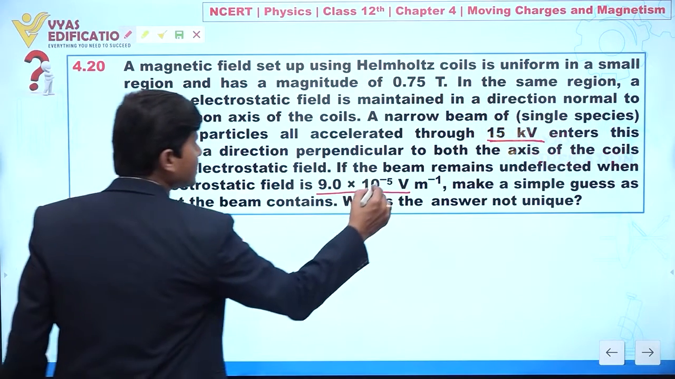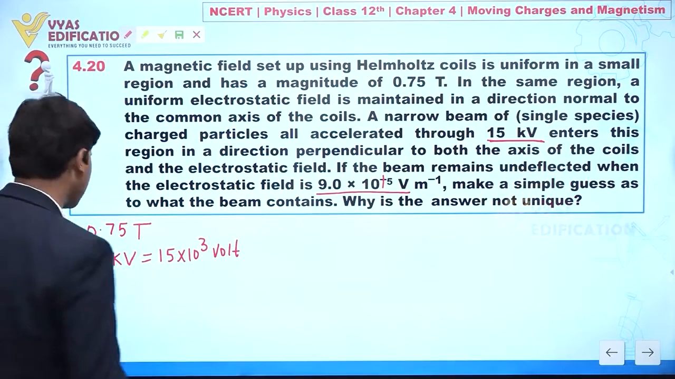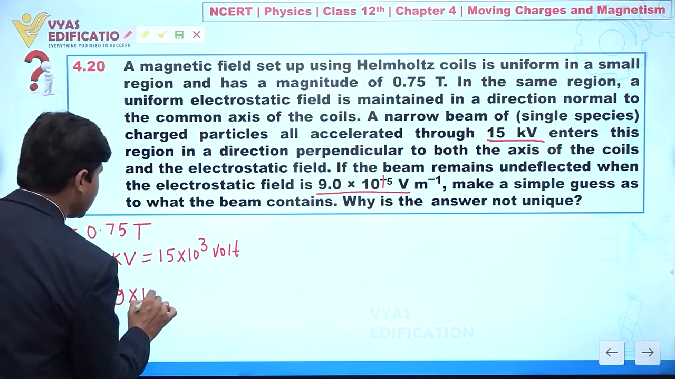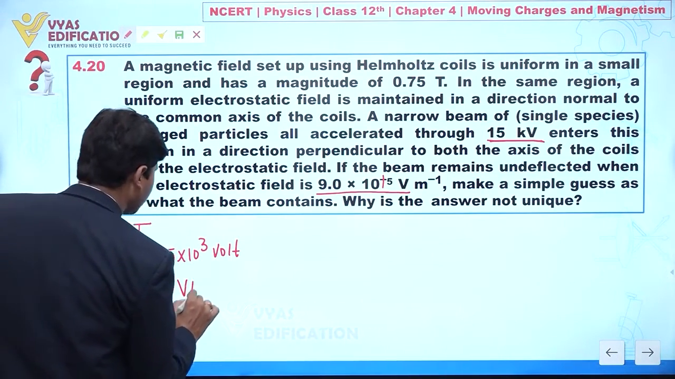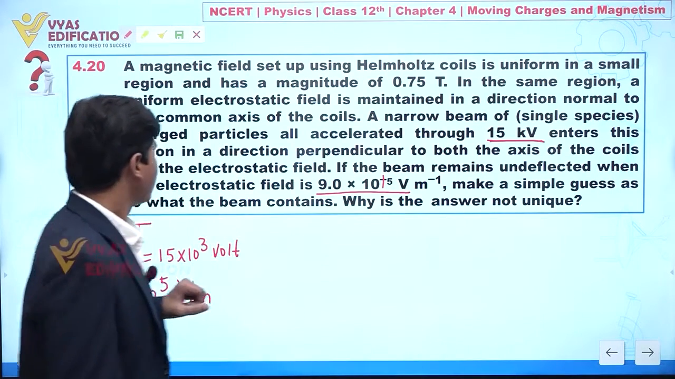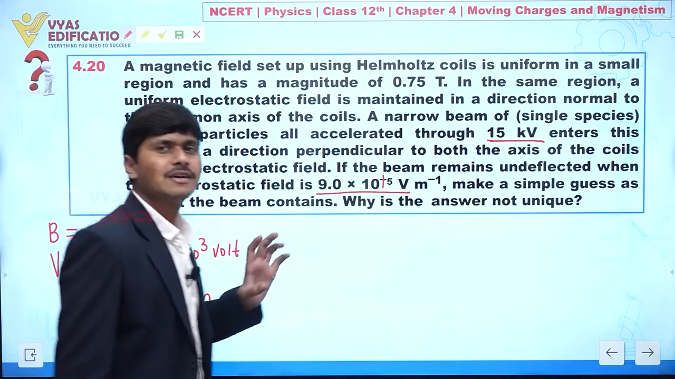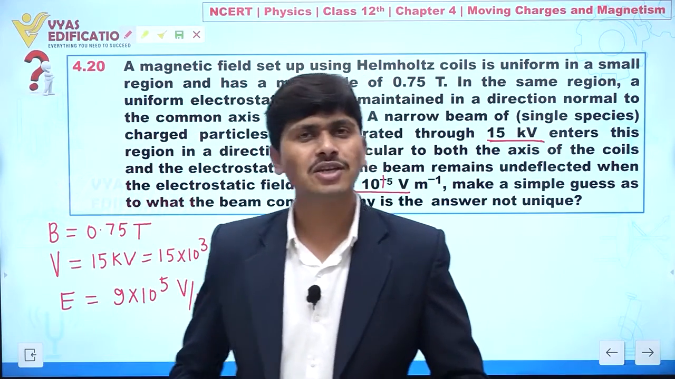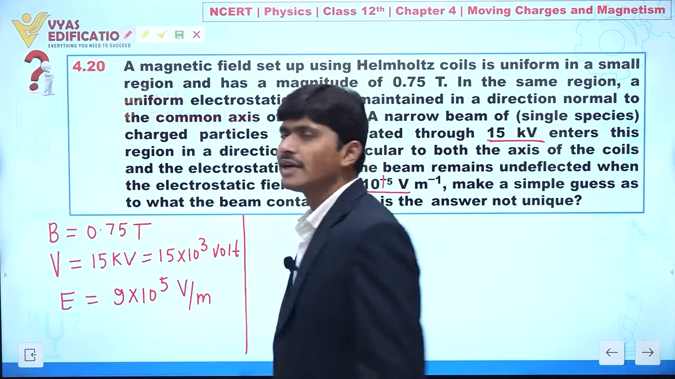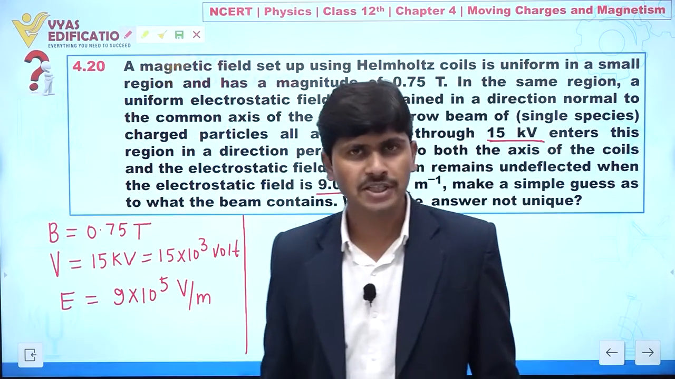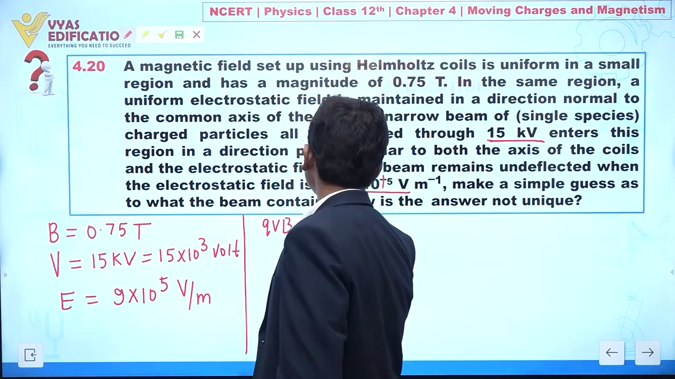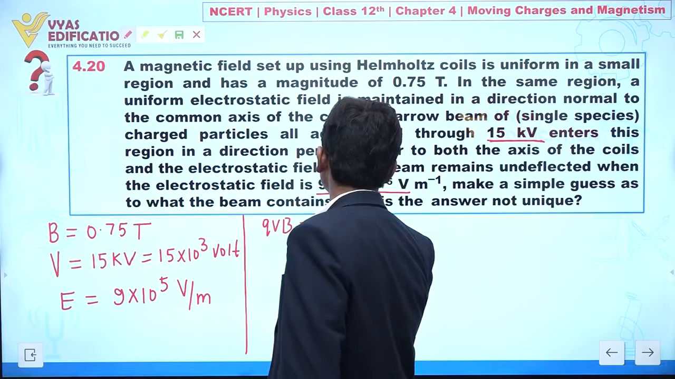So actually this is 9 into 10 to the power plus 5. Clear? So I can say the value of E is given by 9 into 10 to the power 5, and this is volt per meter. Clear to everyone? Okay. So because in this question it is given the charged particle is going without any deflection, it means whenever electric and magnetic fields are both present, we can say magnetic force QVB should be equal to QE.